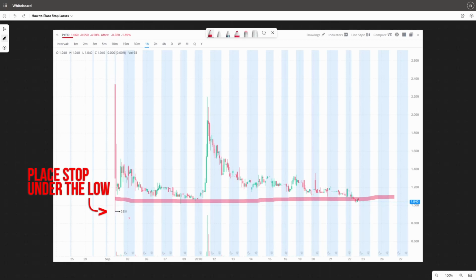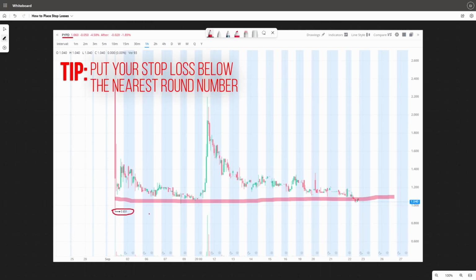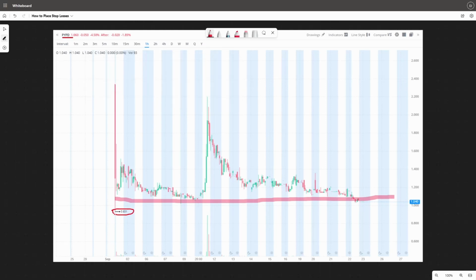Once you determine the swing low at 93 cents, you want to put your stop loss under the nearest round number. So the nearest round number under the swing low would be 90 cents. You can think 90 cents, $1, $1.10, $1.20, $1.30. So this one can be in 10 cents. So what you're doing here is you're giving the stock some wiggle room.